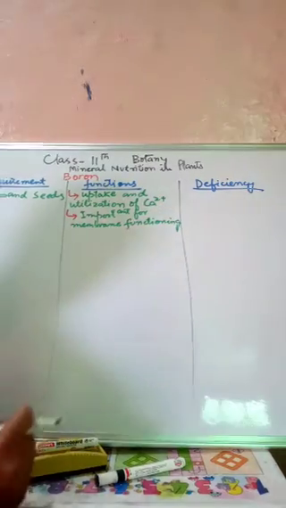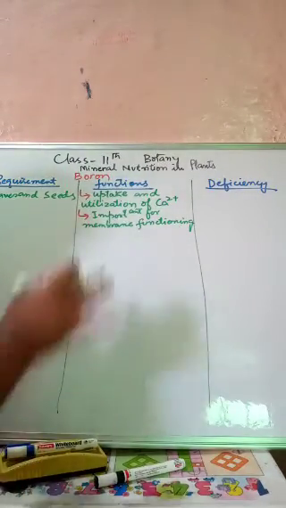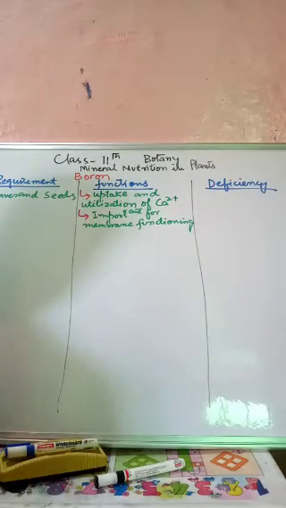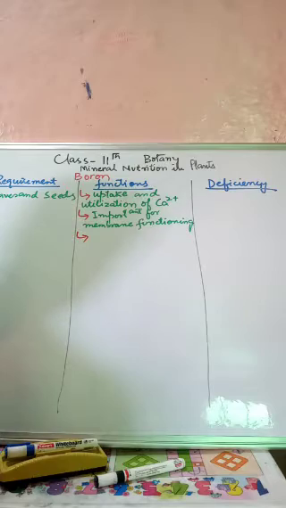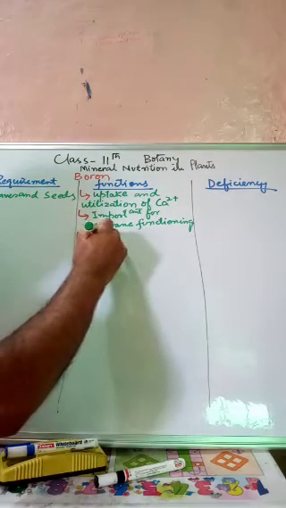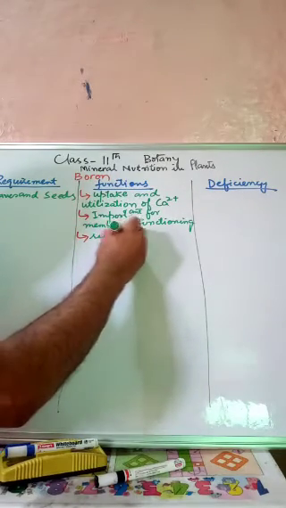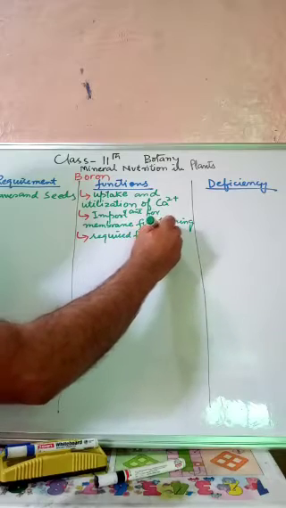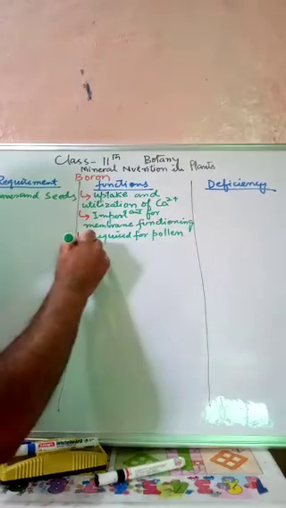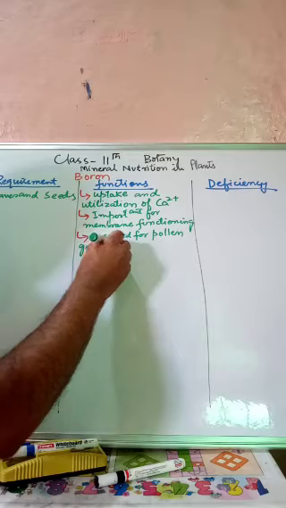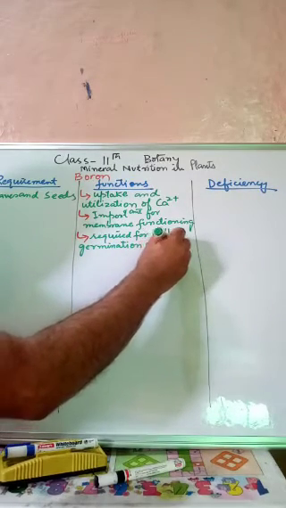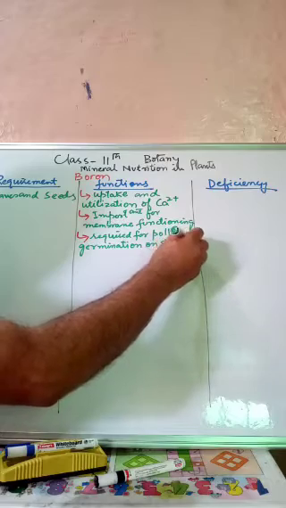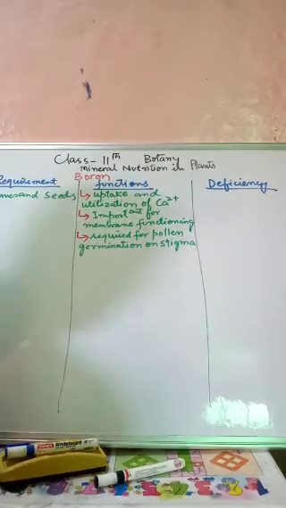What are the various functions of the membrane? This boron plays an important role there also. Third, it is required for pollen germination on stigma.